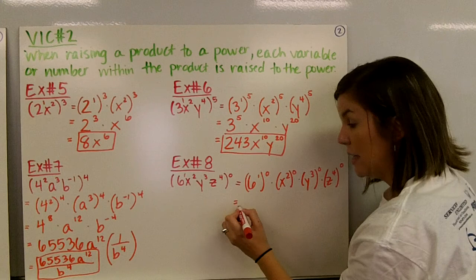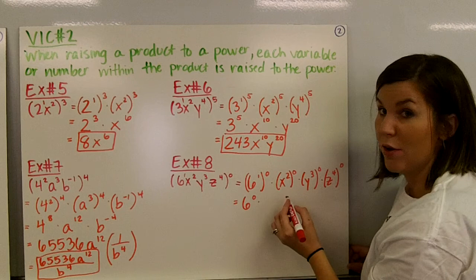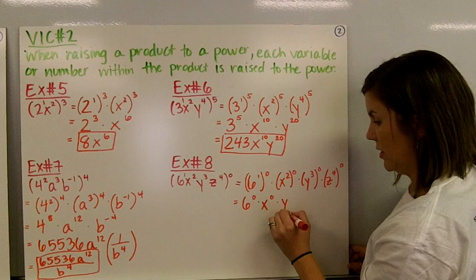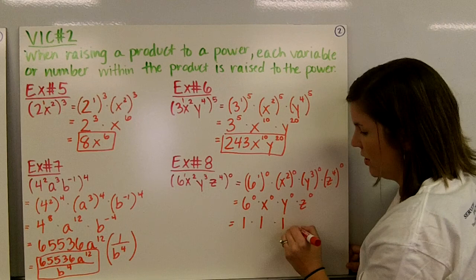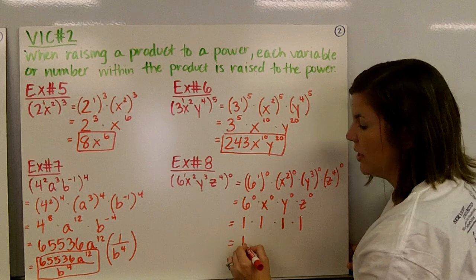X squared to the 0 power. 2 times 0 is 0, so x to the 0. 3 times 0 is 0, so y to the 0. 4 times 0 is 0, so z to the 0. 6 to the 0 is 1. X to the 0 is 1. Y to the 0 is 1. And z to the 0 is 1. 1 times 1 times 1 times 1 is 1.